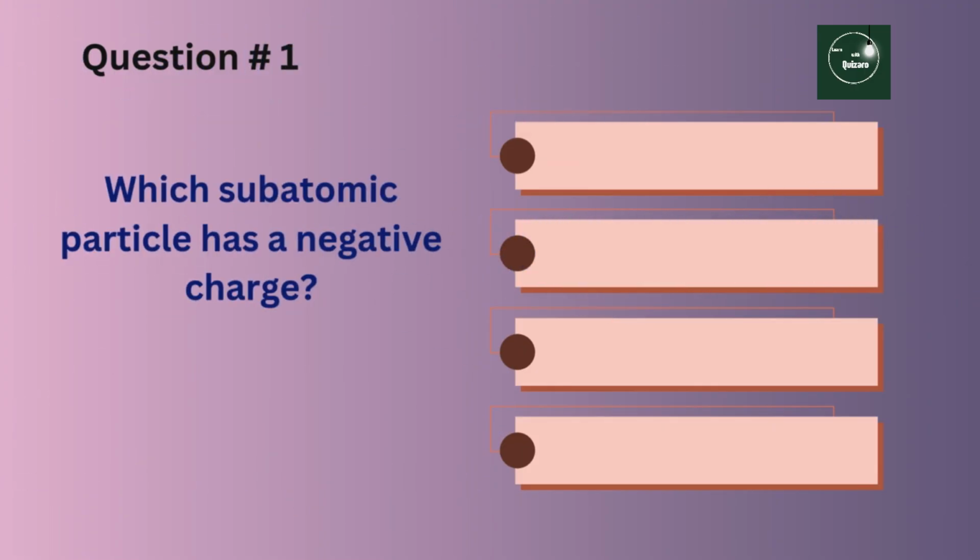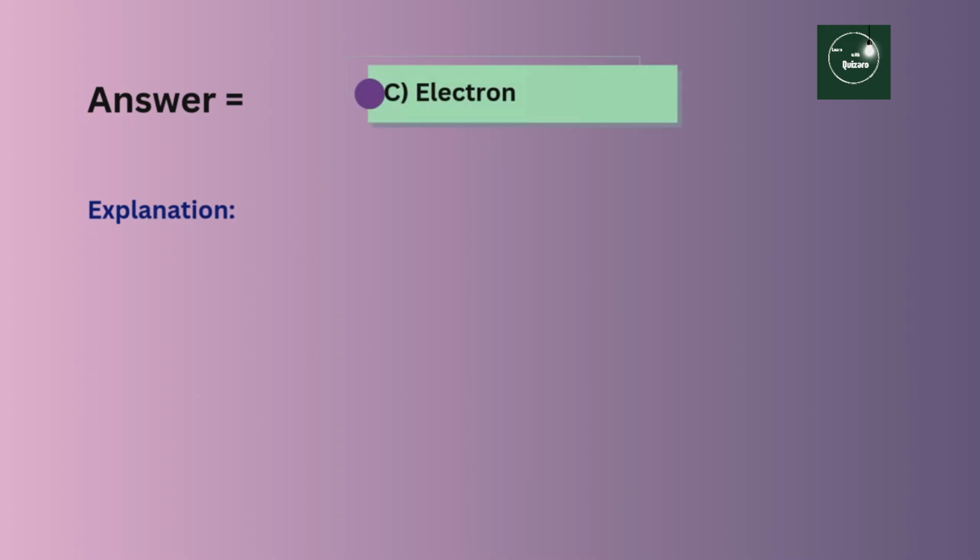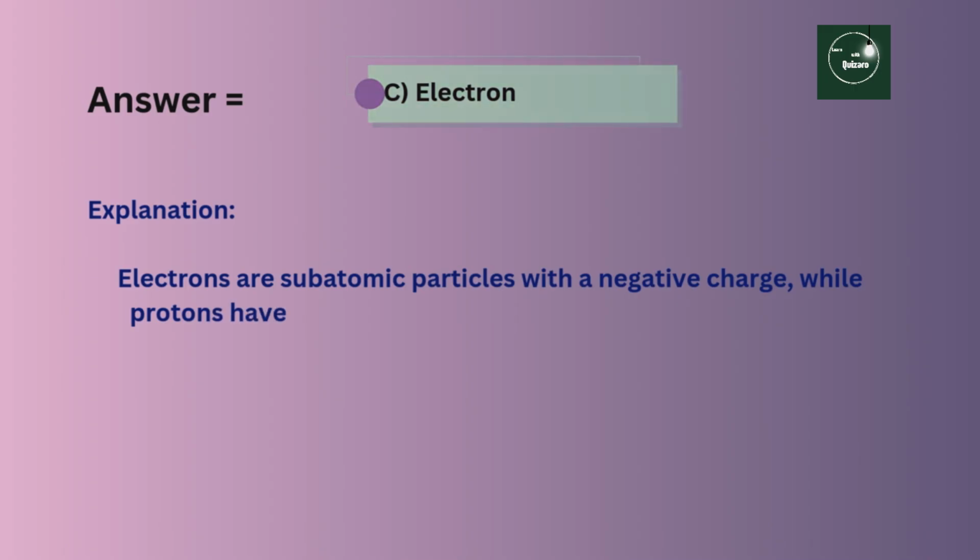Question number 1. Which subatomic particle has a negative charge? A. Proton. B. Neutron. C. Electron. D. Positron. Answer is C. Electron. Electrons are subatomic particles with a negative charge, while protons have a positive charge and neutrons have no charge.